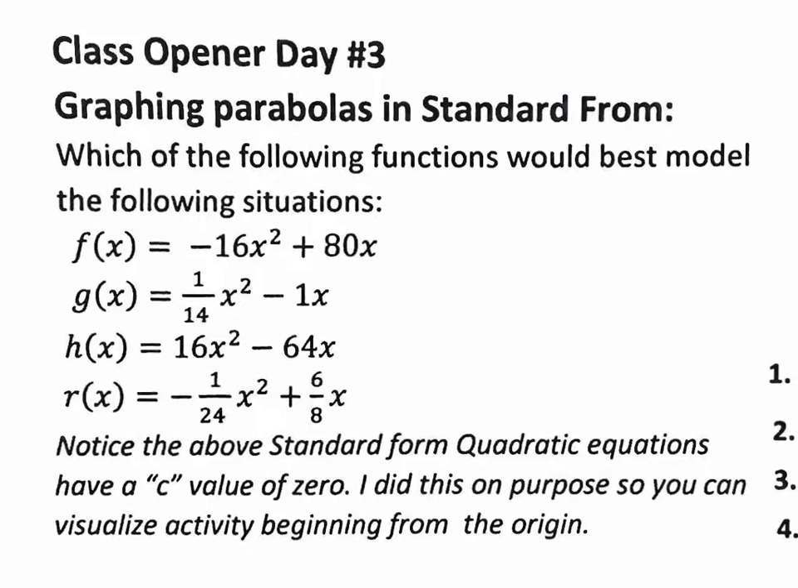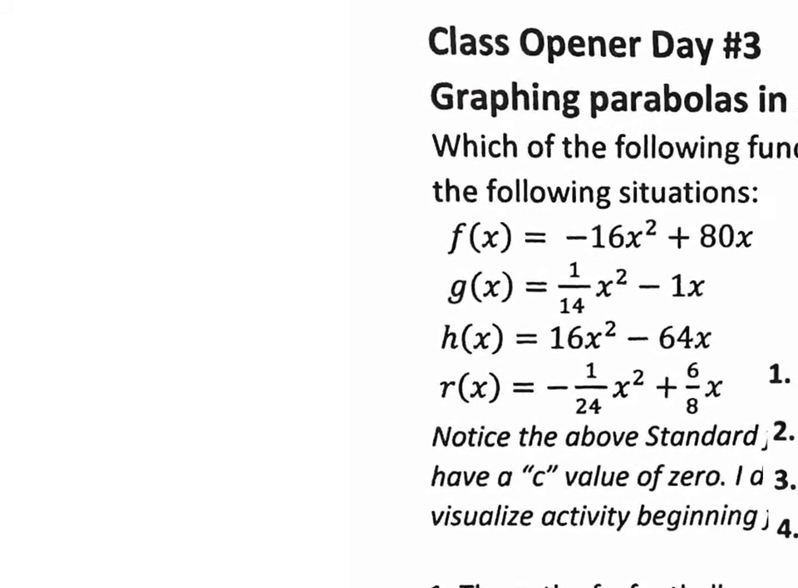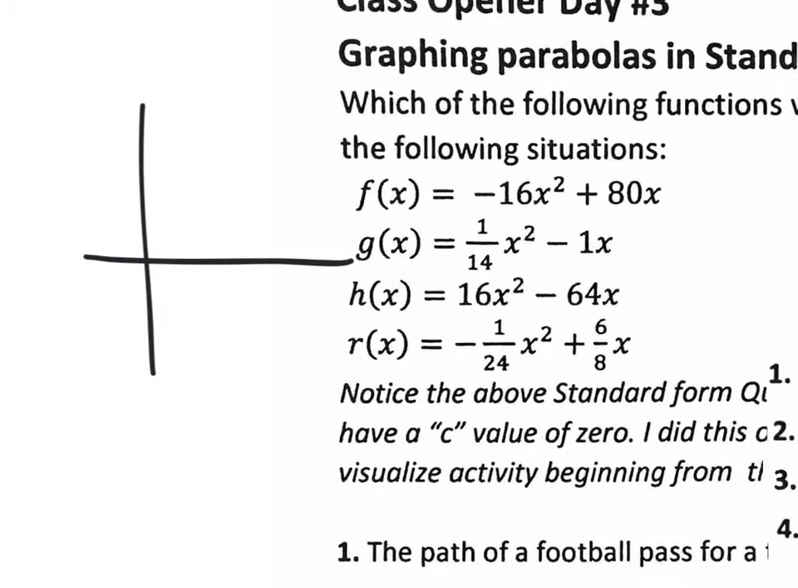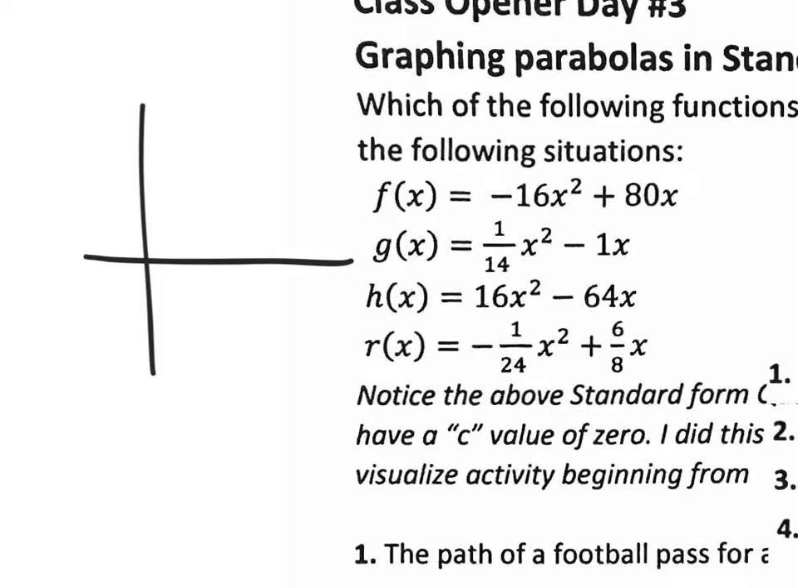The only reason why I did that was so you could kind of think about an xy plane. If your c value is 0 and you wanted to find your y-intercept, that would mean that it would cross the y-axis at 0. Okay. Remember, to find the y-intercept, you set x equal to 0 and solve. So if these are 0, your c value would be your answer for the y-intercept.